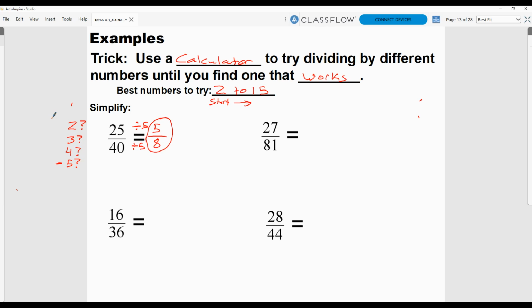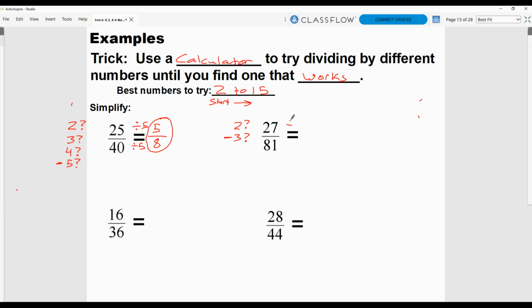Okay, let's take a look at a few others. Here we got 27 over top of 81. We want to simplify this. Start trying some numbers and see if it's going to work. Start with 2. 2's not going to work. Check 3. If you put that in the calculator, yeah, 3 is going to work with both of them. So start with 3 and see what you end up getting.